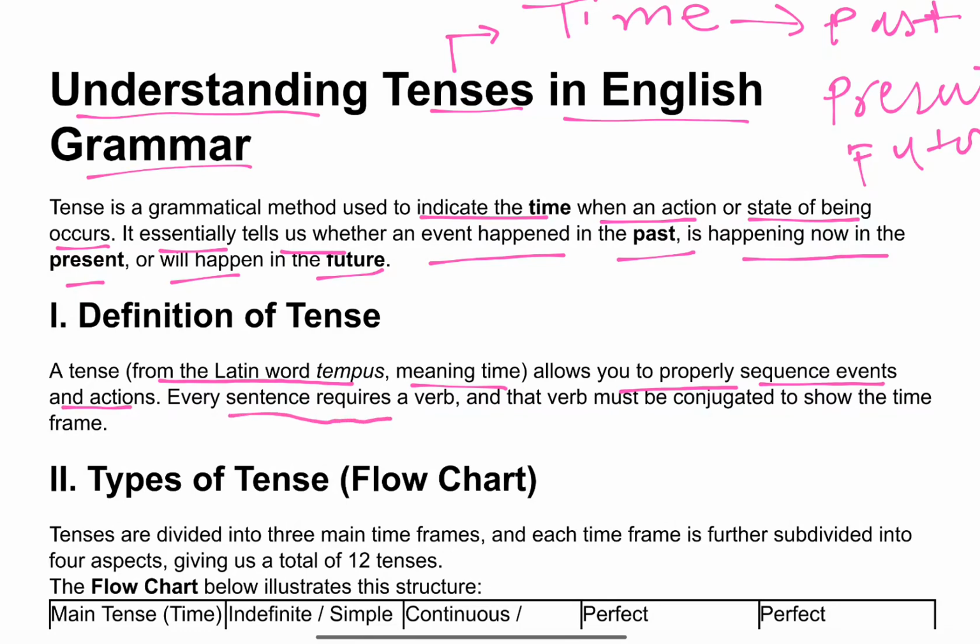Every sentence requires a verb. Very, very important. In every lecture I teach that verb is very important. Verb is the heart of a sentence. Without a verb, a sentence is incomplete, and that verb must be conjugated to show the time frame. So the verb shows the time framework. Tense means time, and the word tense comes from tempus, which means time. I also told you. So now let's move on.